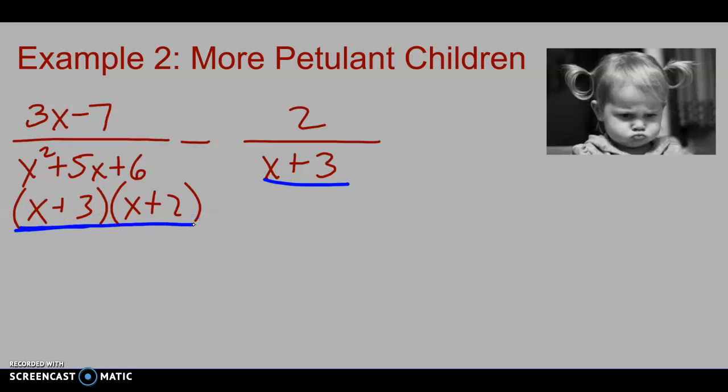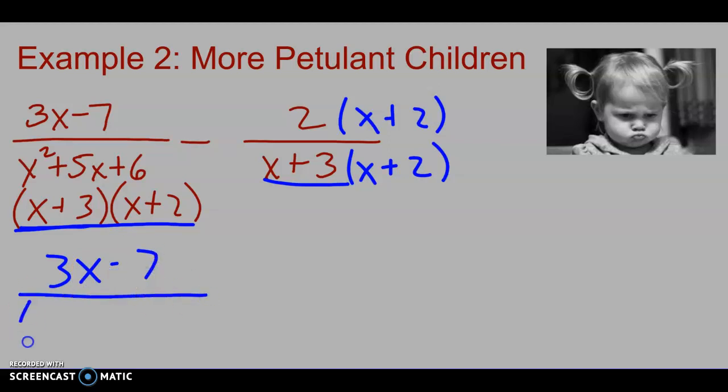That's not fair. So to make it fair, we give the right side an x plus 2 because fractions are simply petulant children. They want what someone else has. So we're going to give them what the other side had in order to make them the same. So our common denominator was x plus 3 times x plus 2.